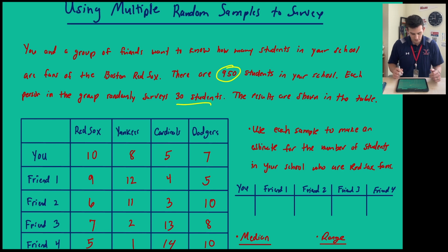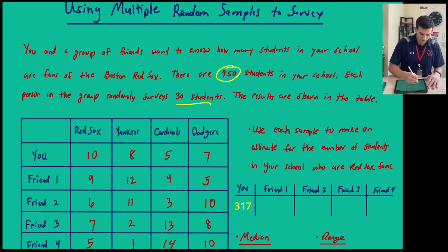So let's take a look. For Red Sox, we had 10 out of 30. If we divide 10 by 30, we get 0.3 repeating, or that would be 1/3 as a fraction. So now we can estimate that 1/3 of our school population would also be Red Sox fans. So let's multiply that by 950, and that gives us approximately 317 out of our 950 students.